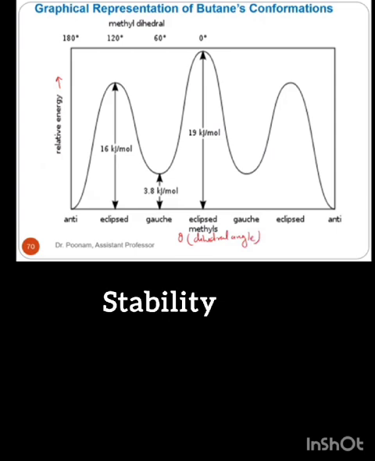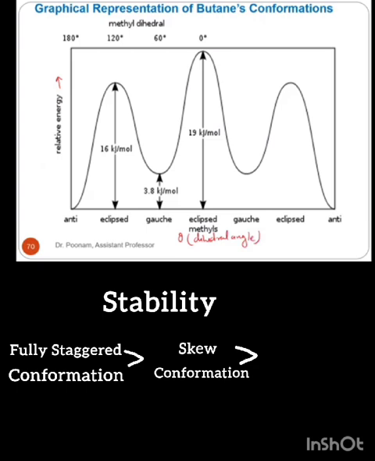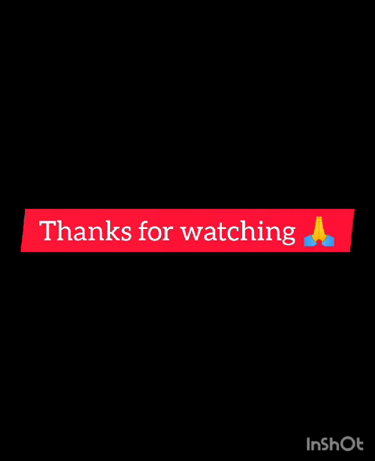Stability according to their structure. Anti conformation of butane is more stable than skew conformation of butane, and it is more stable than fully eclipsed conformation of butane. This is all about the conformational analysis of ethane and butane.